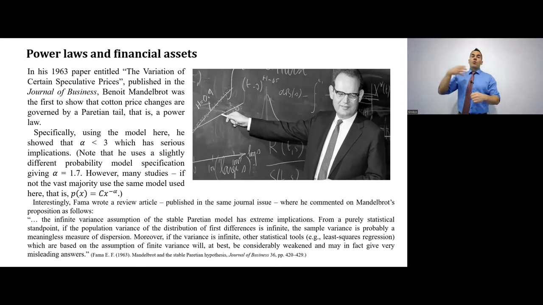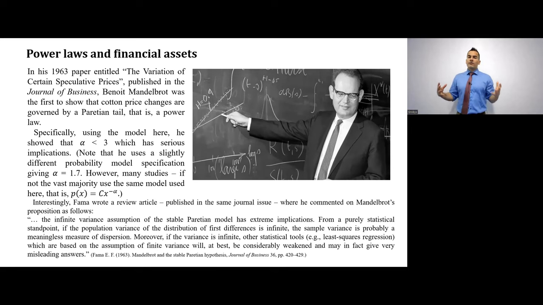It is interesting to note that Eugene Fama, who was a student of Benoit Mandelbrot, his doctoral student, published a commentary on Mandelbrot's article in the same journal issue. He commented on Mandelbrot's finding as follows. The infinite variance assumption of the stable Pareto model has extreme implications. From a purely statistical standpoint, if the population variance of the distribution of first differences is infinite, the sample variance is probably a meaningless measure of dispersion. Moreover, if the variance is infinite, other statistical tools such as least squares regression, which are based on the assumption of finite variance, will, at best, be considerably weakened and may, in fact, give very misleading answers.